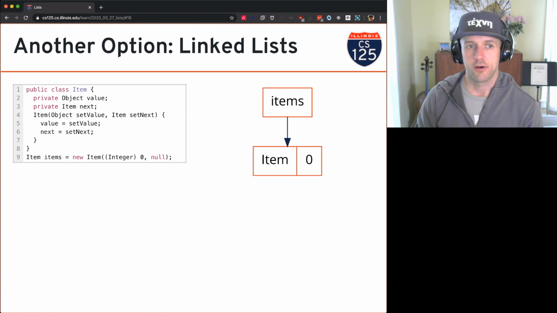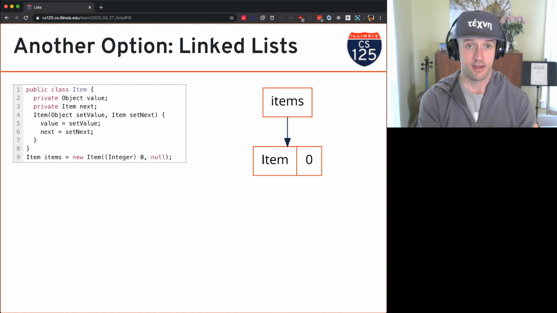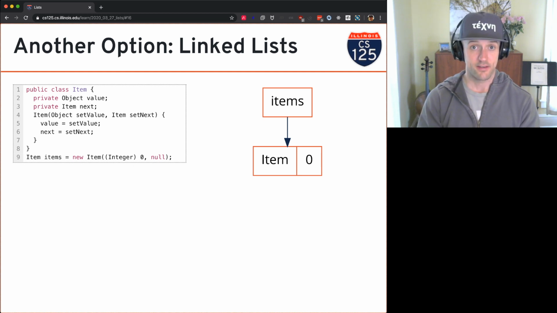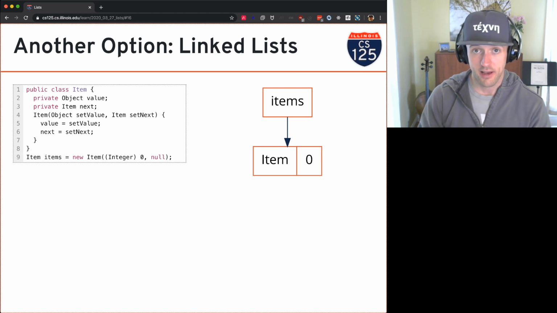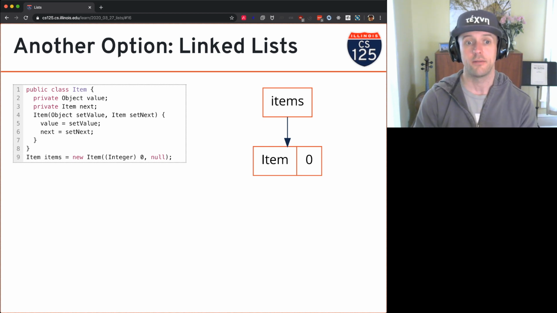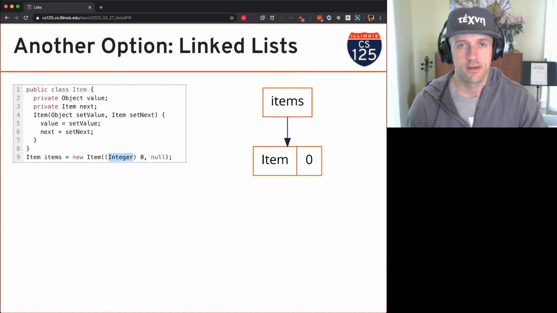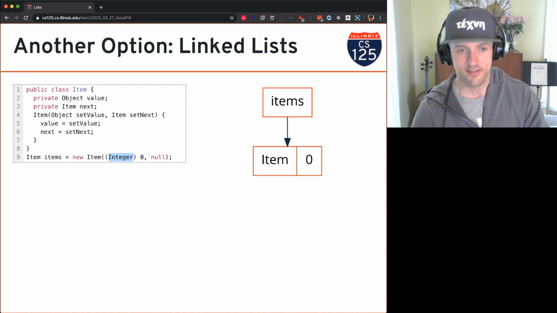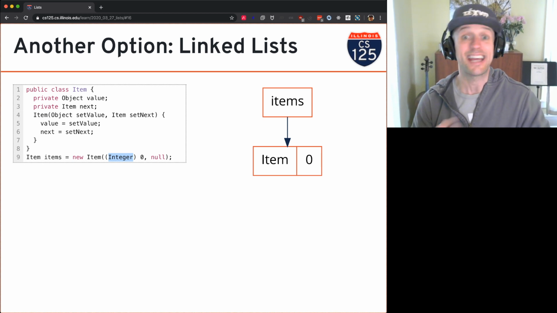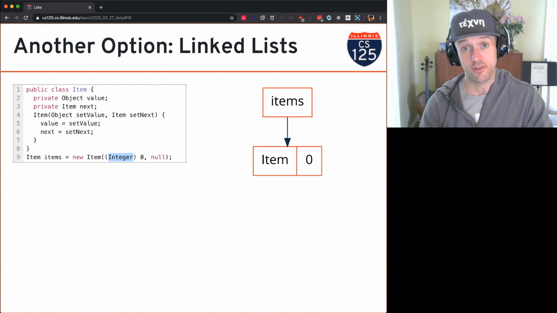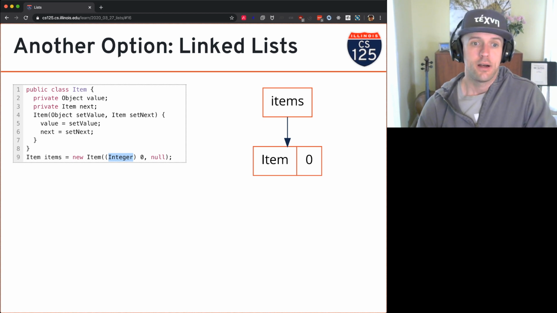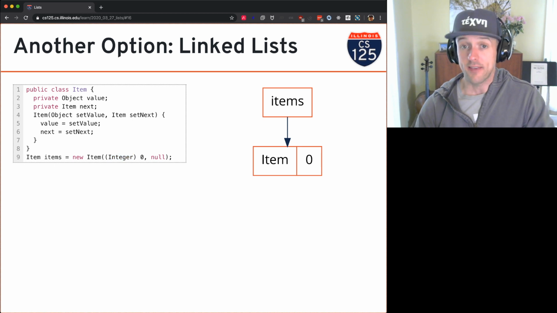Okay? So what I have on the left is a reference items that I'm using to refer to my list. And at first, I initialize it to refer to a single item. I stick an integer into my list. I'm using this boxing class that we talked about last time to convert an integer, an int literal, into a capital I Integer so that I can use it as an object, right? Now, the list is empty before this, and so there's no next element here, okay?